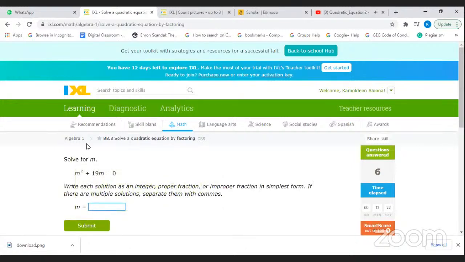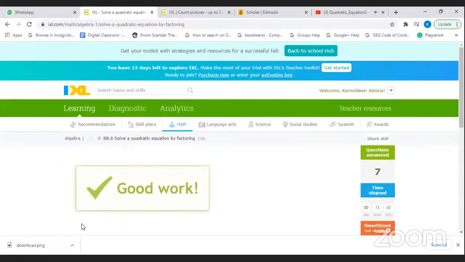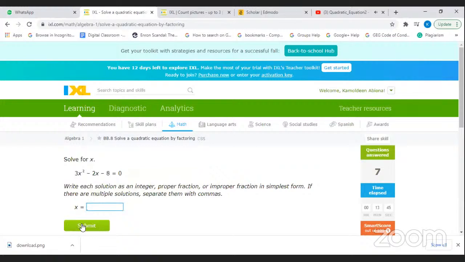So we have another question here. It's similar to what we have been doing before. M will be equal to 0, comma, minus 19. You can do it on your own there. Yeah, you can see we have been able to move to another level now. So how do we do this?